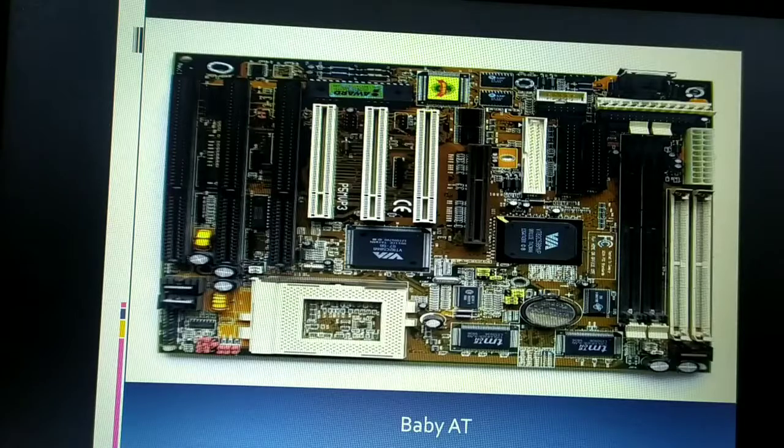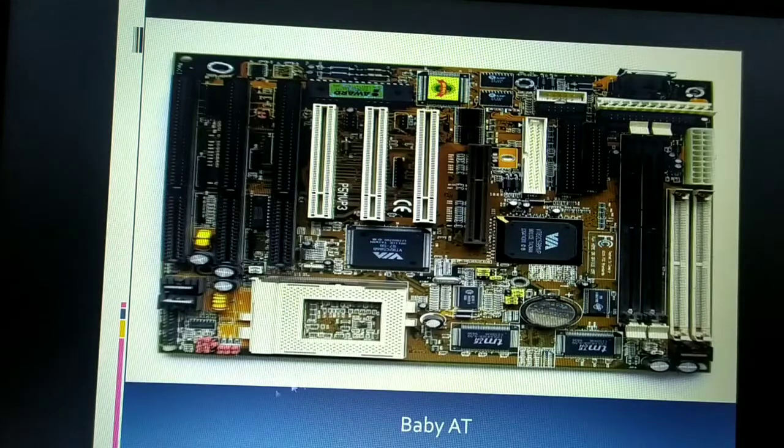So coming to the baby AT motherboard, in this slide you can see it's a combination of both the XT and the AT motherboards. That means it is having certain features of the advanced technology motherboard as well as the extended technology motherboard. They have the slot type processor socket and the PGA processor socket.